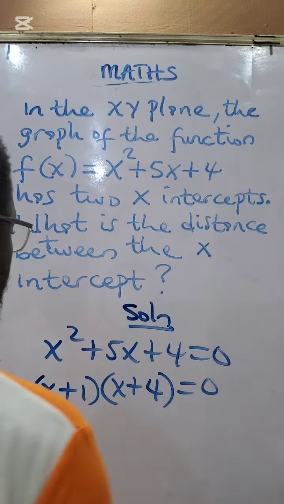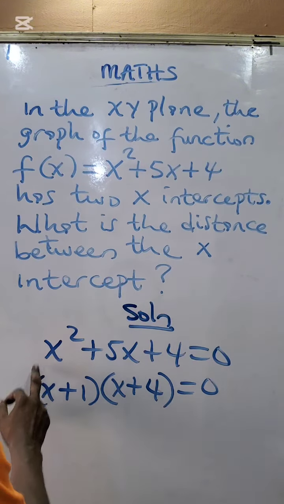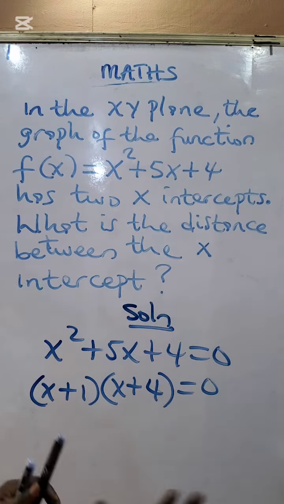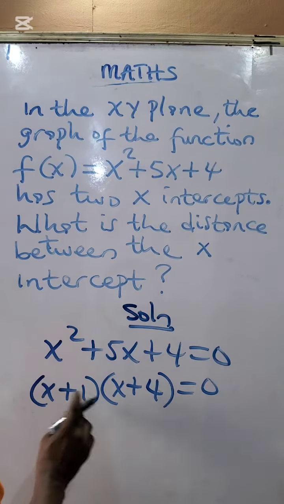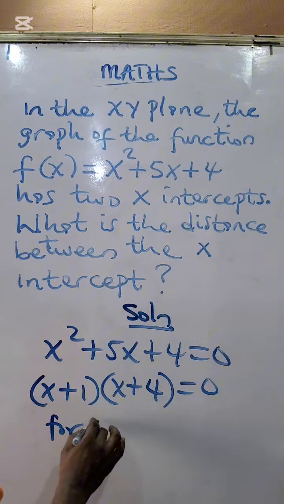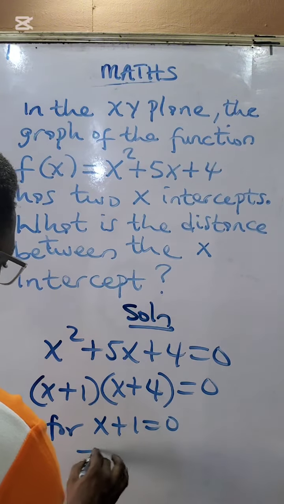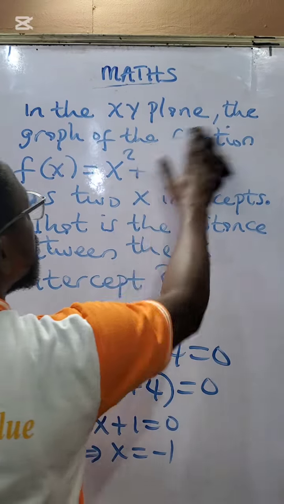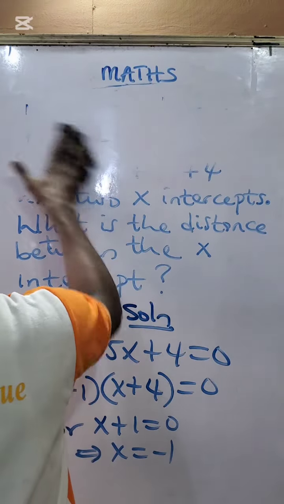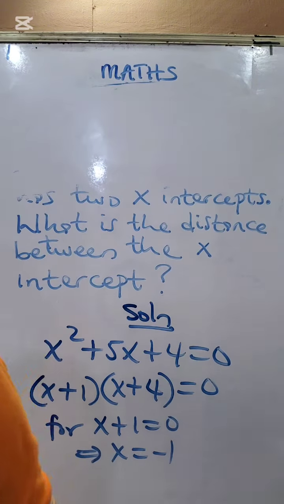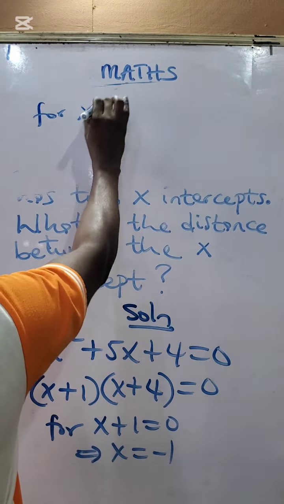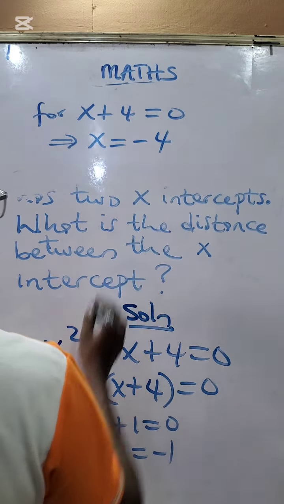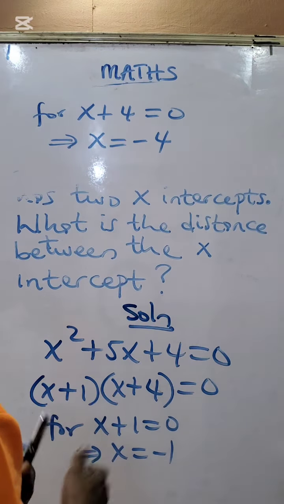We told you if you want to factorize, if the value here is 1, those two numbers you got, just put x in two brackets and write both numbers. That becomes your answer. So from here, for x plus 1 equal to 0, that implies x will be minus 1. Then for x plus 4 equal to 0, that implies x will be minus 4.